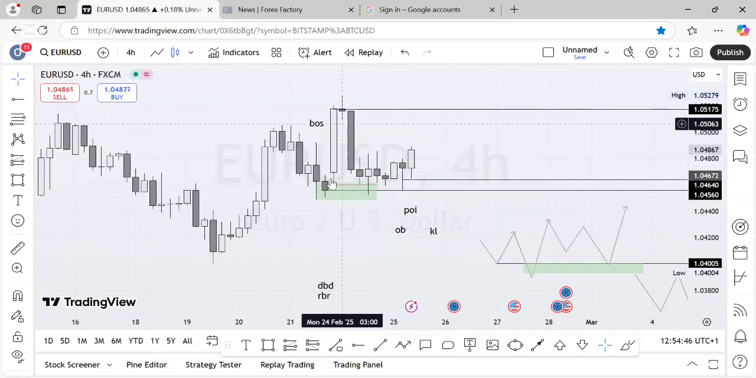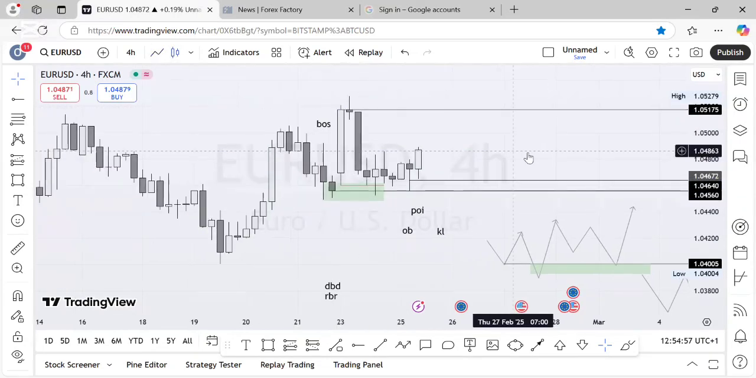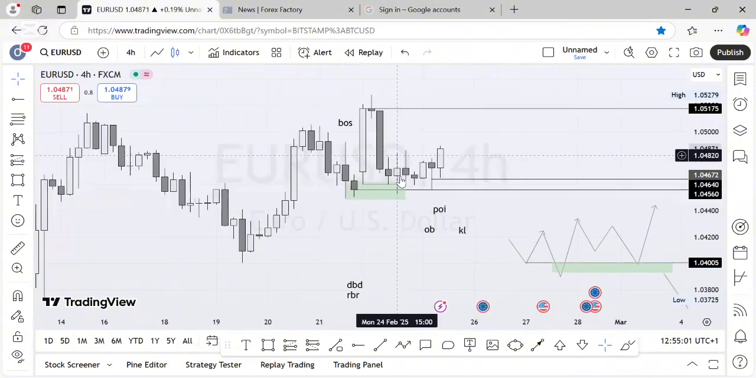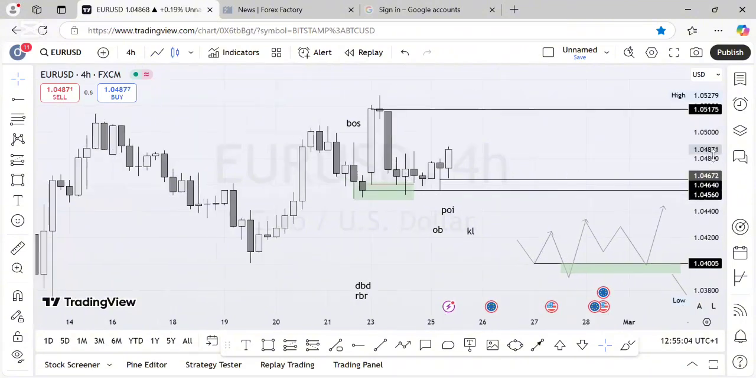This is what I marked out here. This red line, you see this buy, now becomes our marked internal range liquidity, and then price came and gave us about 30 pips yesterday, buy. 30 pips buy. I missed that buy.